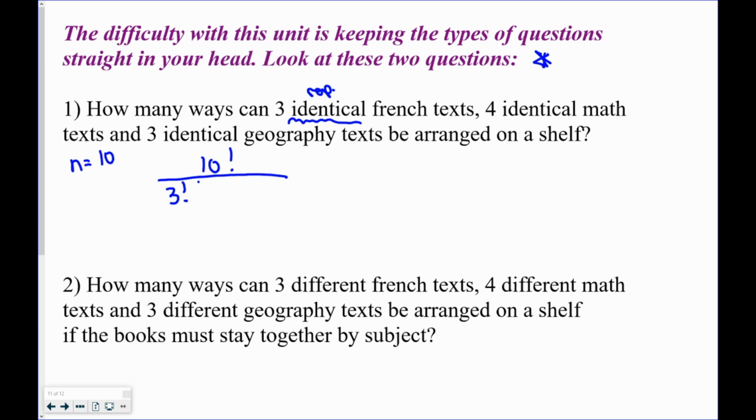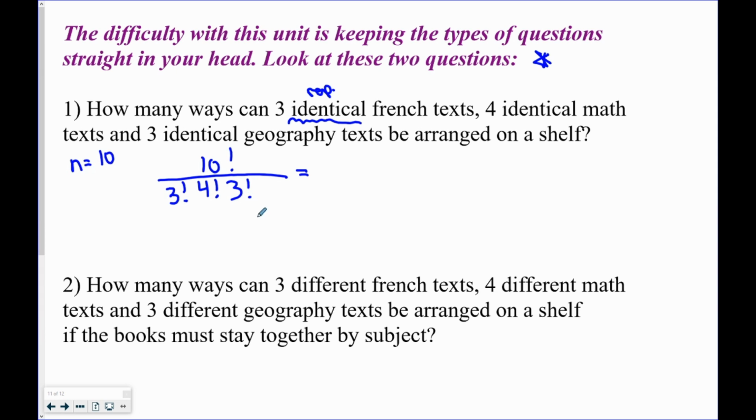For the math text, we need to divide by 4 factorial, and for the geography text, there's 3 identical ones, so we divide by 3 factorial. Now, this would probably be a calculator question because the numbers are getting pretty big. So, type it in on your calculator. Make sure you're using brackets for the denominator.